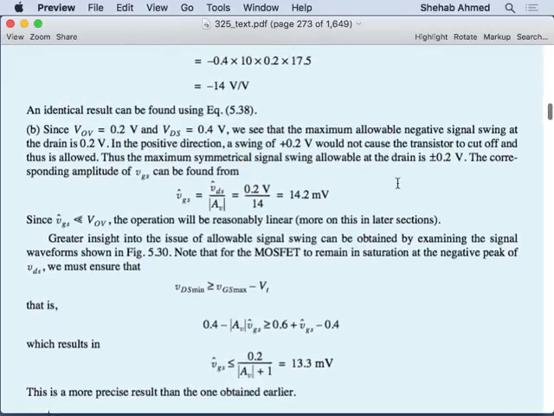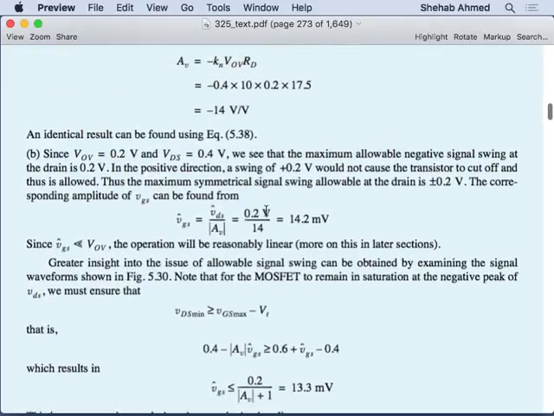So if I have plus minus 0.2 volts on my output, what is the maximum value of signal input I can put? Your output divided by your gain. Right? Output divided by gain. So your maximum small signal can have a peak value of 14.2 millivolts in this case. So if your sensor is going to provide something greater than that, then you're going to be distorting the signal.